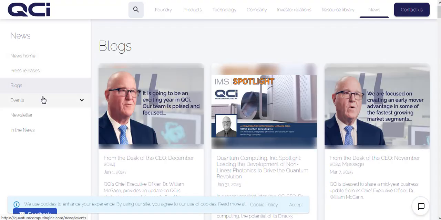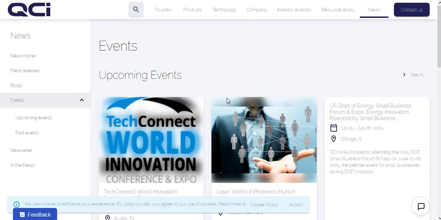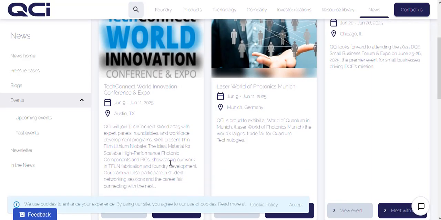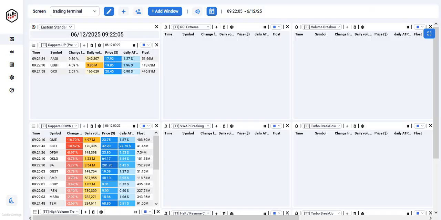I don't see anything that's really, let's see, was there an event that happened? June 9th through June 11th. Okay, so they were at a conference in Austin, Texas. I don't see anything too obvious here, but QUBT is our stock that had traded 3.85 million shares already pre-market open.